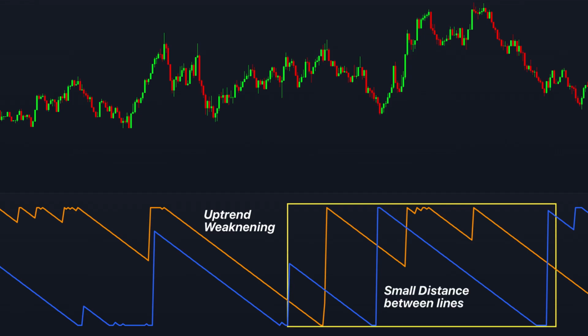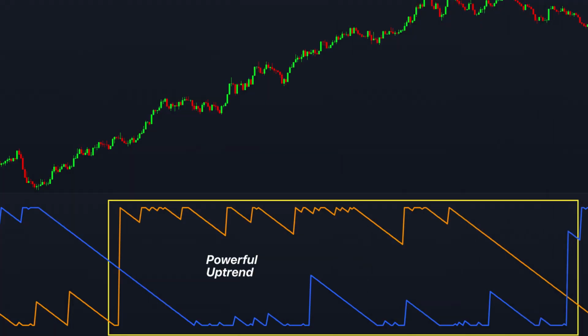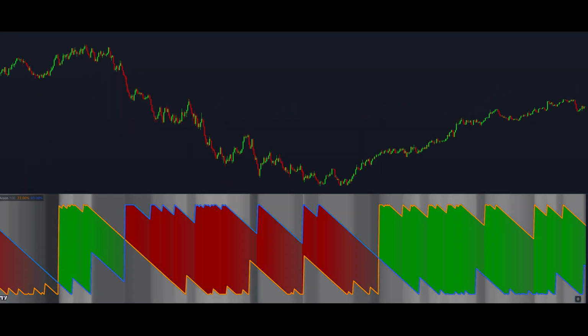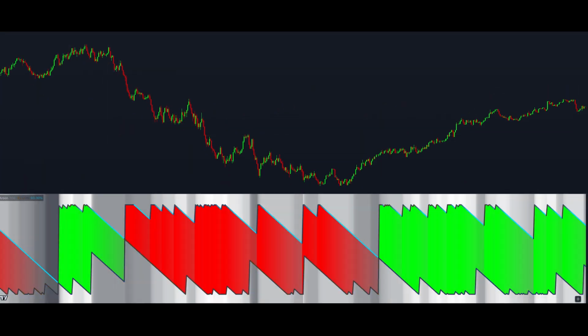You might have one line hitting around 100, but if the other line is sitting near 50, the trend is not as strong. In a powerful trend, the lines will be far away from each other and not moving parallel together. I made a free TradingView version of this indicator that allows you to visualize this clearly.